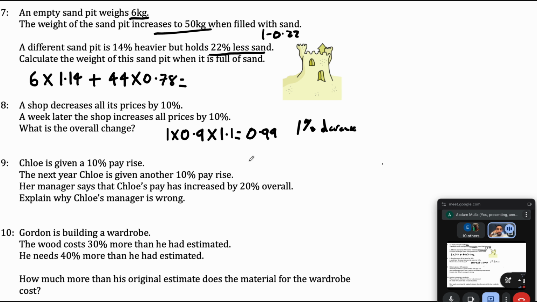Number 9, quite similar. Start off with 1.1 because it's a 10% pay rise. Then it's another 10% pay rise. So we're timesing it again by 1.1, which would be 1.21. She's thought that you just add these two percentages together and it would be a 20% increase, but it's actually a 21% increase.